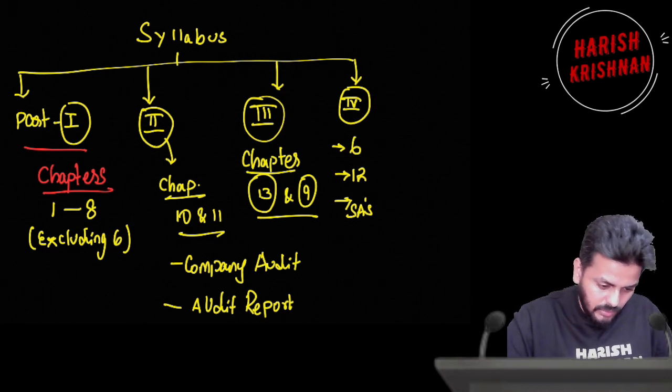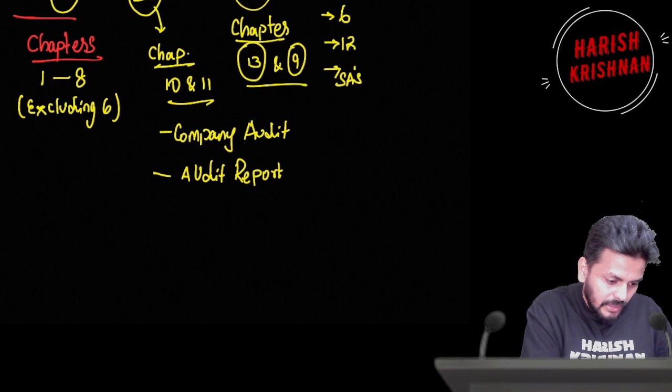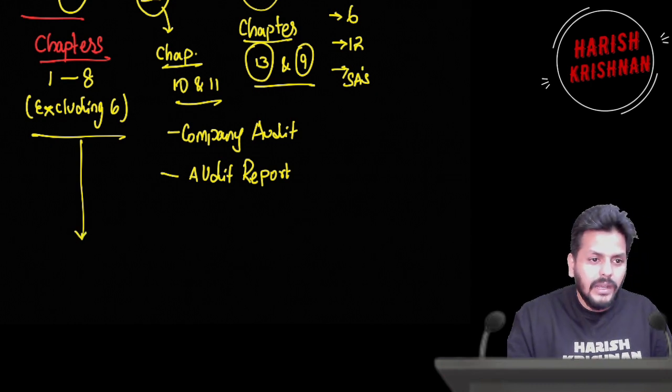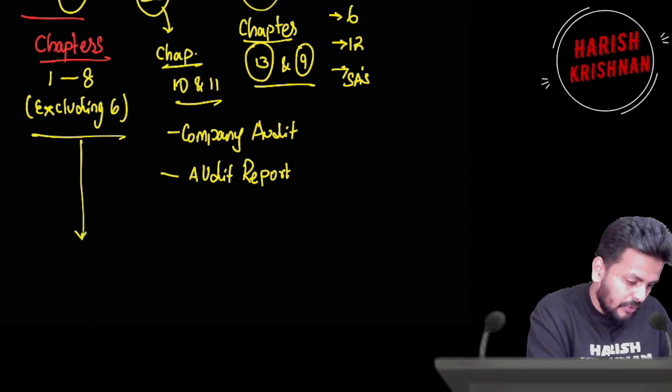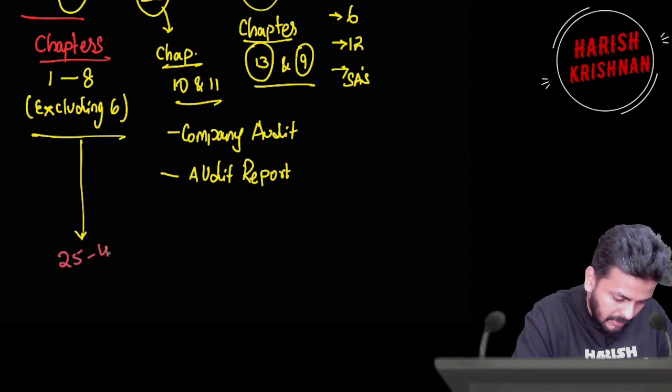Okay, now taking you further to that part, these chapters 1 to 8 could range anywhere between, I'm also going to do a weightage video later. So for now, this one right here would range anywhere between, I'm just giving you a range, 25 to 40 marks normally.